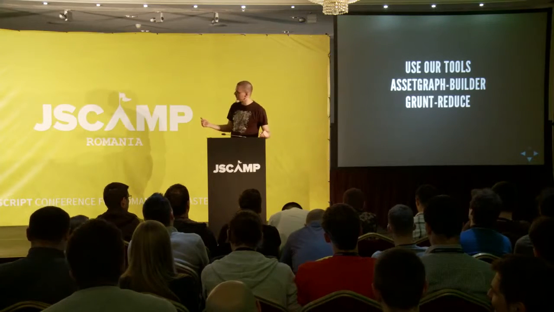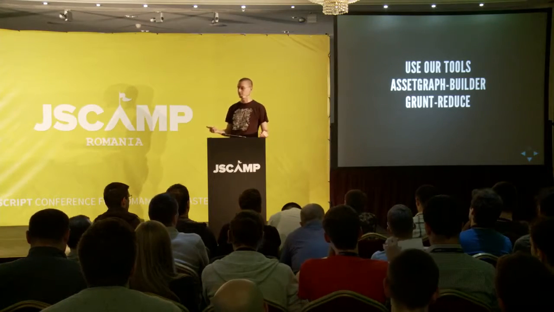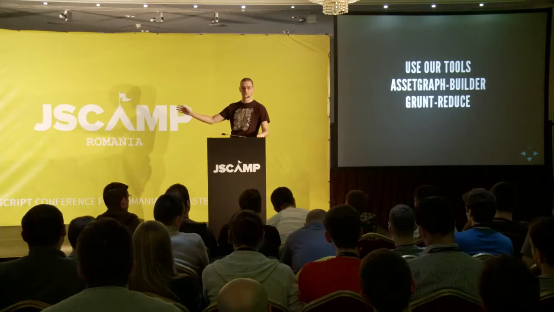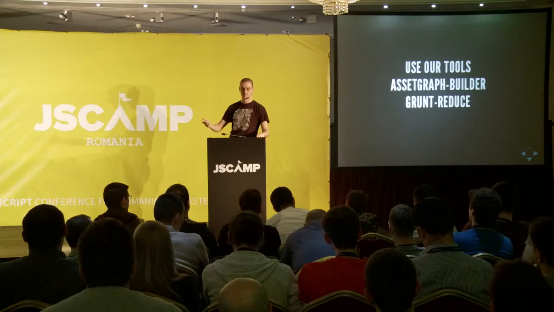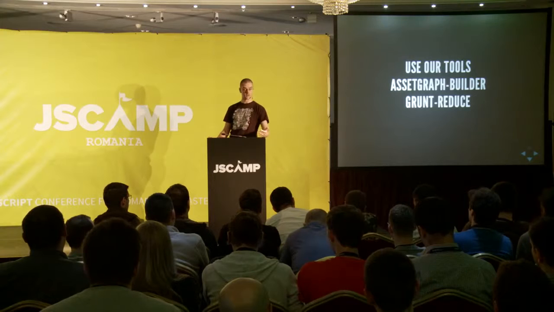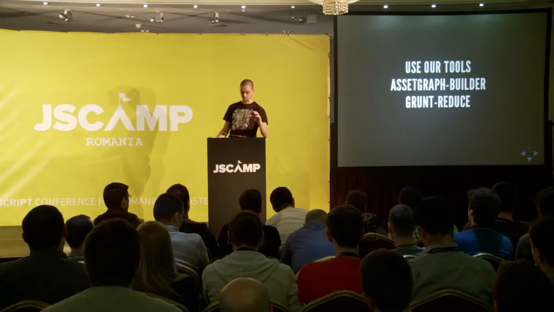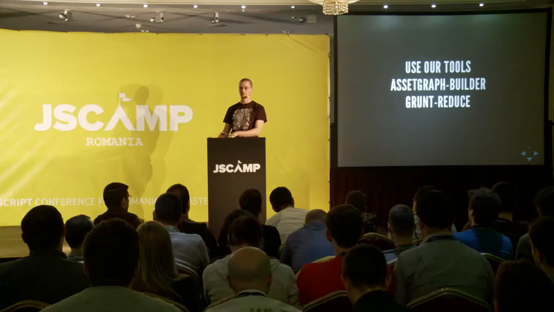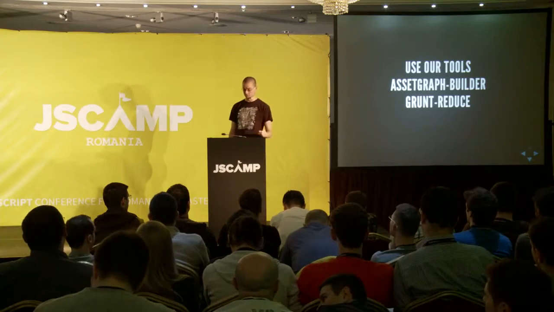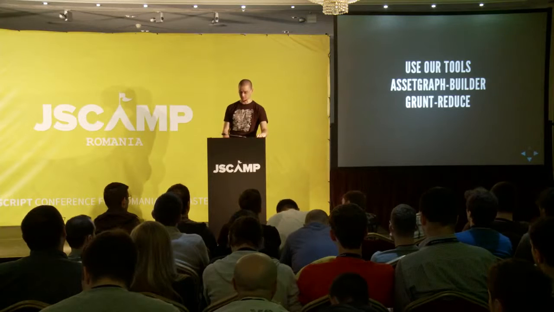And I made a small grunt wrapper for it, which is basically just calling our existing Asset Graph Builder. It's not using the grunt ecosystem at all because the grunt ecosystem doesn't really fit into the paradigm. But if you use grunt already and have it on your site, grunt-reduce is a really, really good default setup to work with. You could try it out in 5 minutes and see if it works for you, if you have a static web page or application.